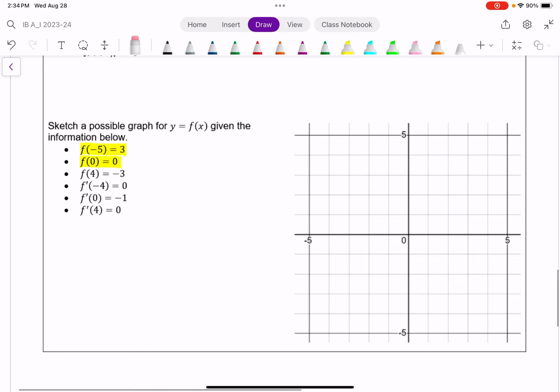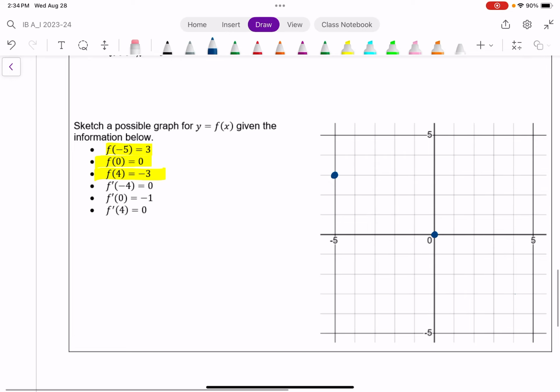So if I look at the first one, f of negative 5 equals 3, that means when x equals negative 5, y equals 3. So I know it goes through negative 5, comma 3. I know it goes to that point right there. f of 0 equals 0 means when x equals 0, y equals 0, which means it goes to the origin. And here, f of 4 equals negative 3 means when x equals 4, y equals negative 3. So here. So I know the graph goes to these points. Okay, that's it.